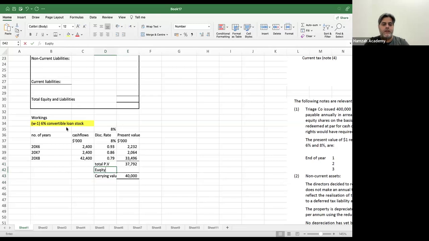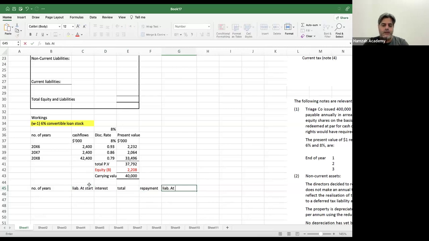So balancing amount is the equity option. And that's going to be 40,000 minus this 2,208, right? So this is what we are going to have over here, the equity balance. Then, as far as the debt half is concerned, we are again going to have the number of years, liability at start, interest, total, repayment, and then liability at year end.